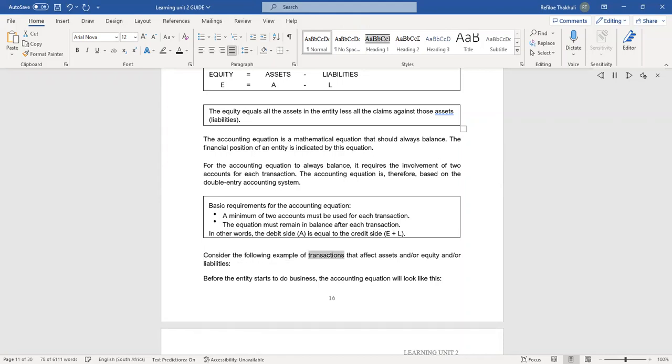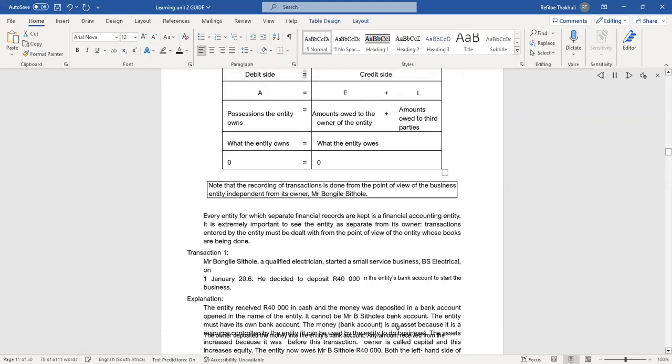Consider the following example of transactions that affect assets and/or equity and/or liabilities. Before the entity starts to do business, the accounting equation will look like this. Debit side equals credit side: A equals E plus L. Possessions the entity owns equals amounts owed to the owner of the entity plus amounts owed to third parties. What the entity owns equals what the entity owes. 0 equals 0.